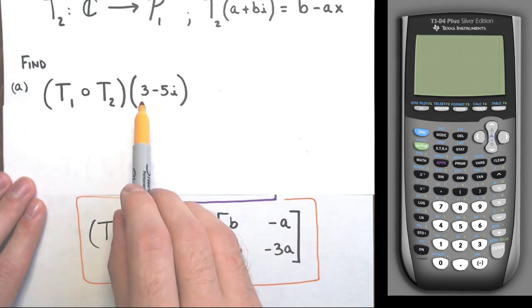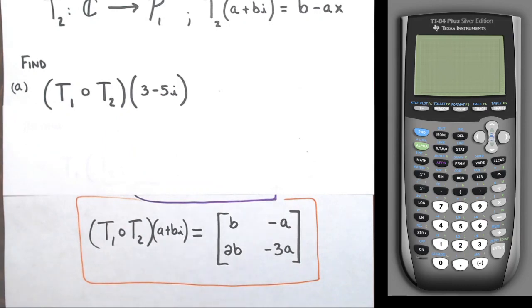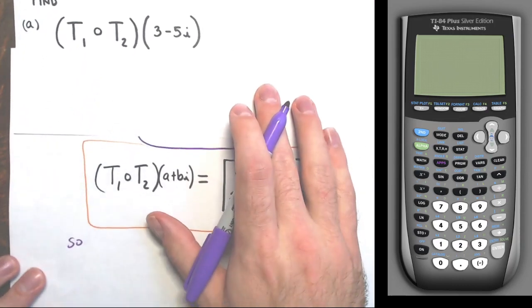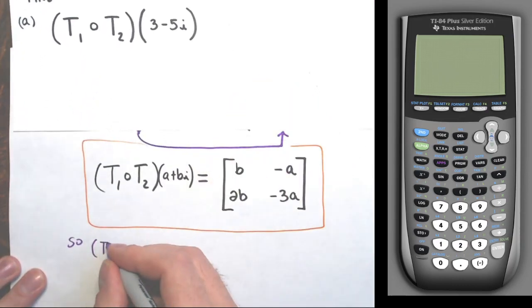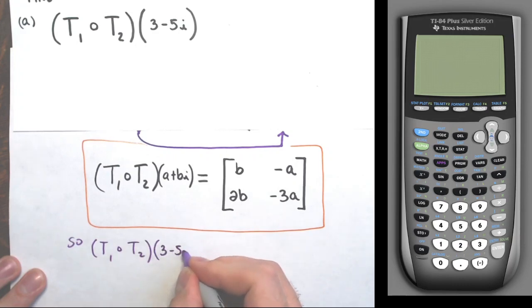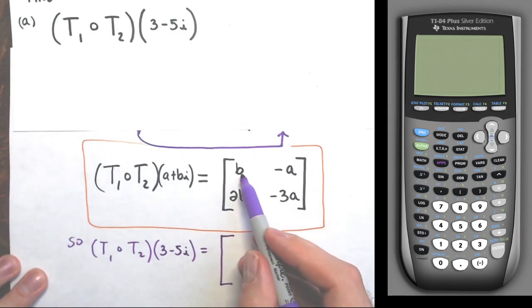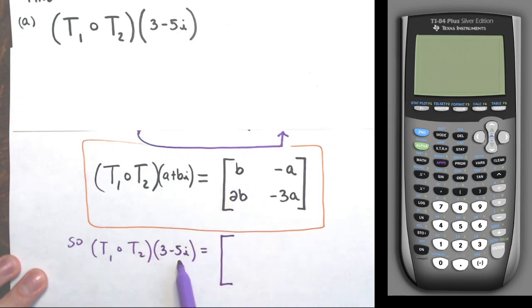Apply this rule to this specific complex number. So you see how a is positive 3, and b, the number times i, is negative 5. So I replace all the a's with positive 3, all the b's with negative 5, and we'd get the following. T1 composed with T2 at 3 minus 5i is equal to the 2 by 2 matrix, where again b is the coefficient of i, right? So negative 5.